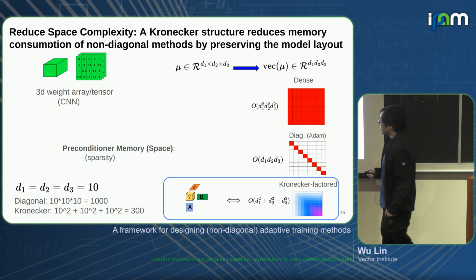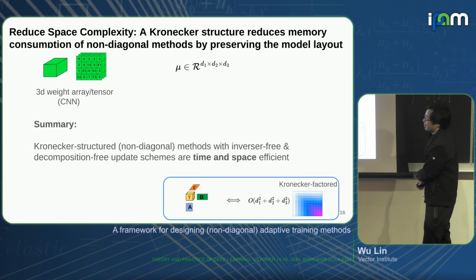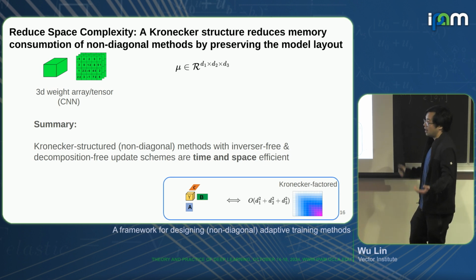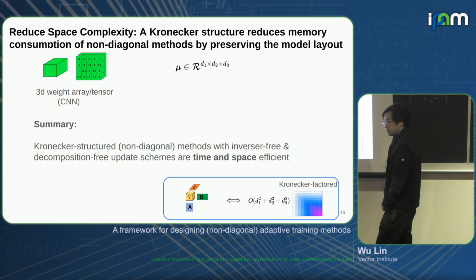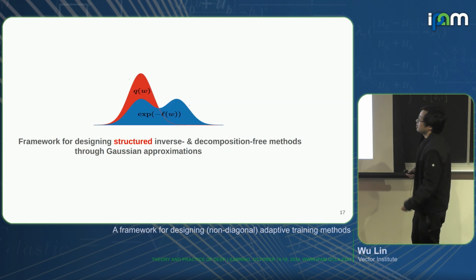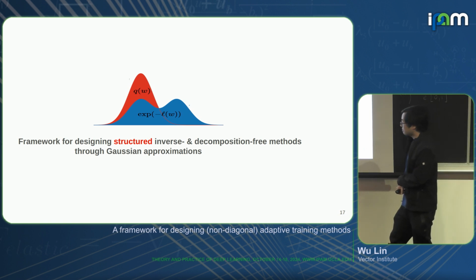So the quick summary for this part is that Kronecker structures, as a non-diagonal method with inverse-free and decomposition-free update schemes, are time and space efficient. So finally, we're going to present a framework to design such methods through Gaussian approximations.